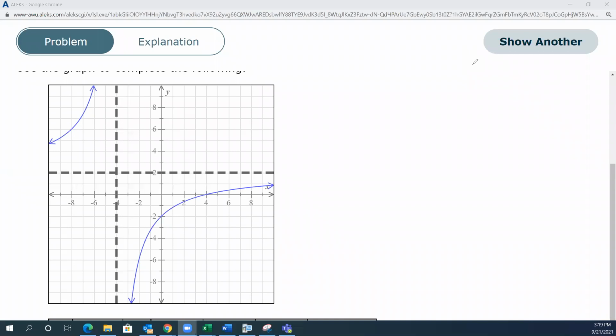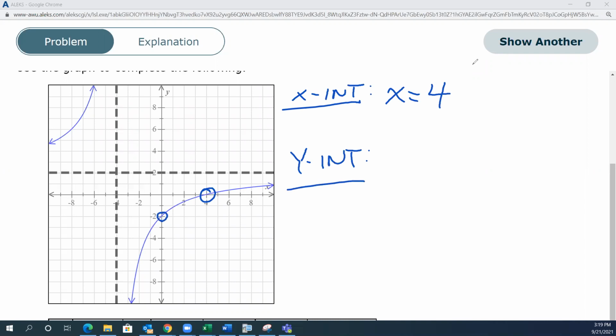Okay, now what about the x and y intercepts? X-intercept, that's where it hits the x-axis. It hits the x-axis at 4, so the x-intercept is 4. How about the y-intercept? Well, it hits the y-axis at -2, and we're done. Don't overthink it.